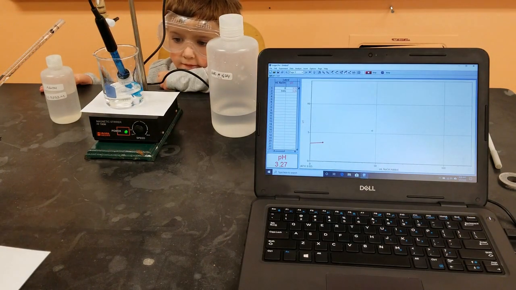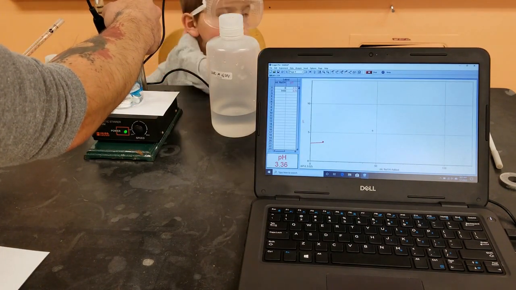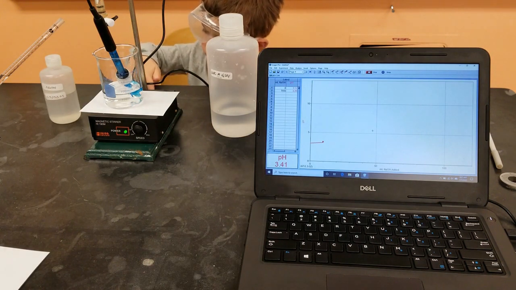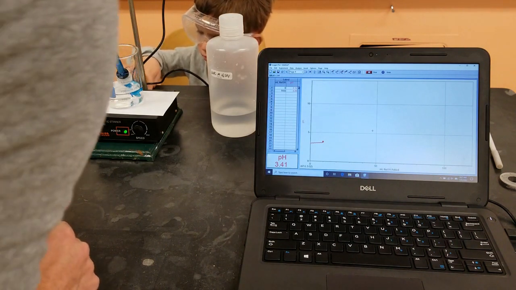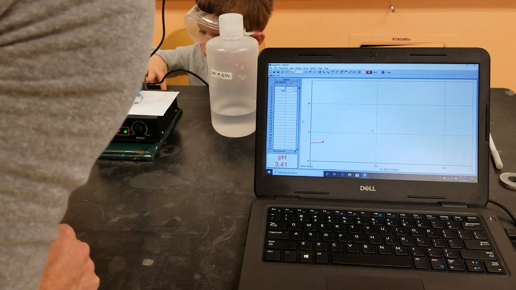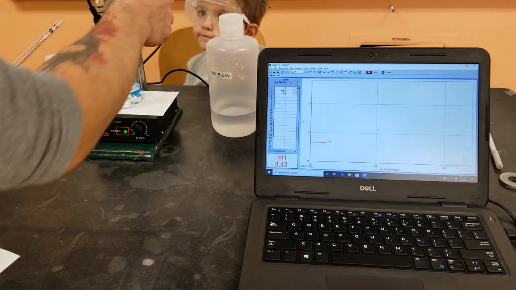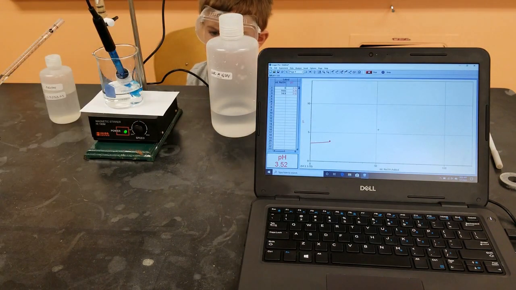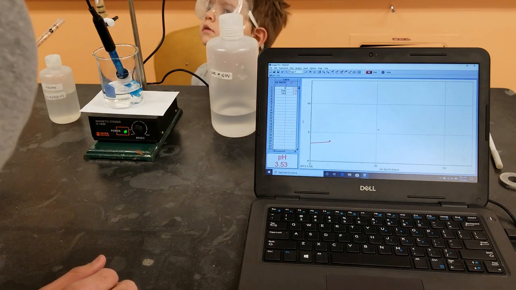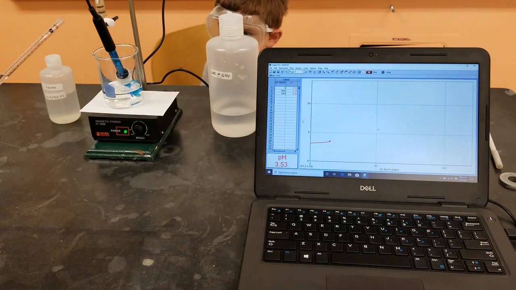I'm going to drop the base again until the pH changes. Now here we are at a pH of 3.41. The volume of base that has been added at this point is 14.90 milliliters. I'm going to drop in more base. Here we're at a pH of 3.52, and now the volume of base added, 17.70 milliliters.